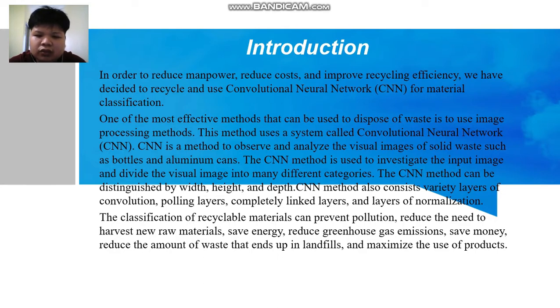The CNN method is used to investigate the input image and divide the visual image into many different categories. CNN methods can be distinguished by width and depth. The CNN method also consists of a variety of convolution layers, pooling layers, fully connected layers, and normalization layers. The classification of recycled material can prevent pollution, save money and energy, reduce greenhouse gas emissions, reduce the amount of waste, and maximize the use of products.